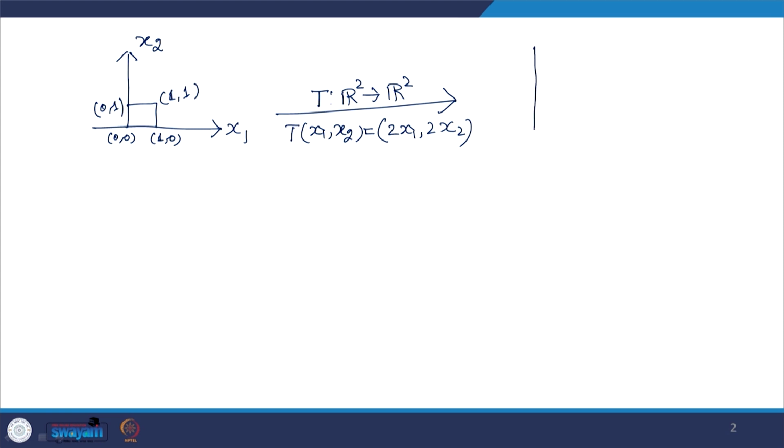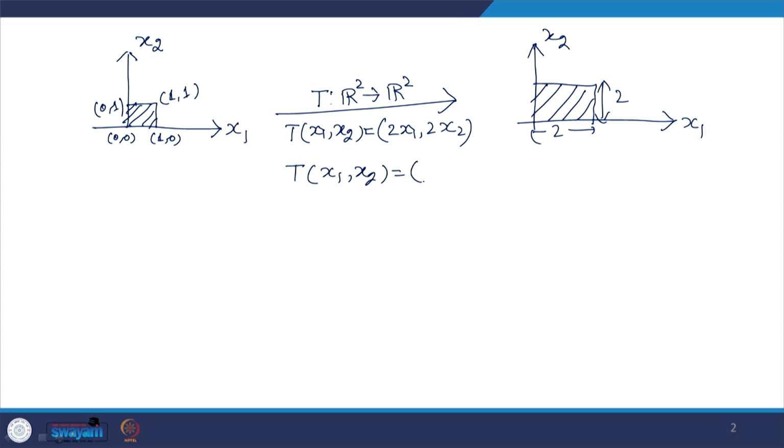So, what will be the output? In the output space x1 x2, we will apply this transformation onto this square. I will get another square where the length of each side is now 2. So, it is scaling.